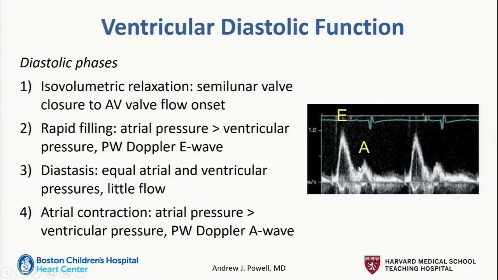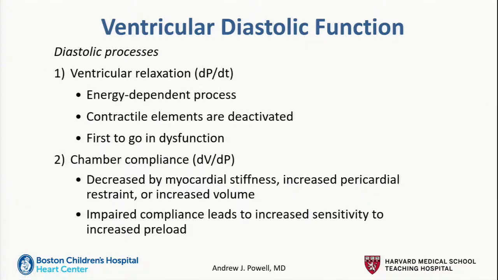And then the fourth phase comes with atrial contraction. So atria squeezes, that increases the atrial pressure again and forces blood into the left ventricle, and that's what creates this A wave, A for atrial, on the pulse wave trace. So that's one approach to thinking about diastole.